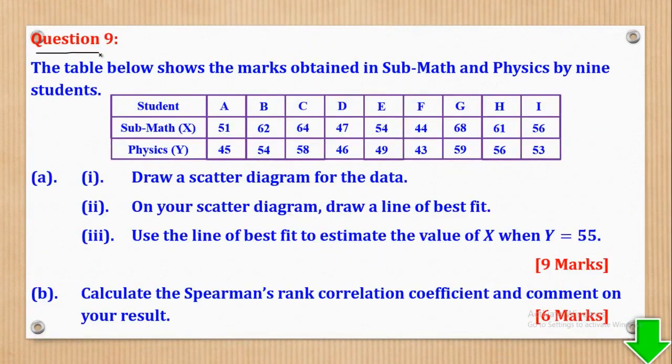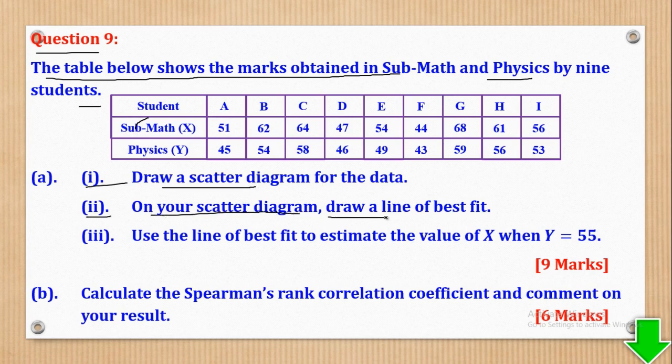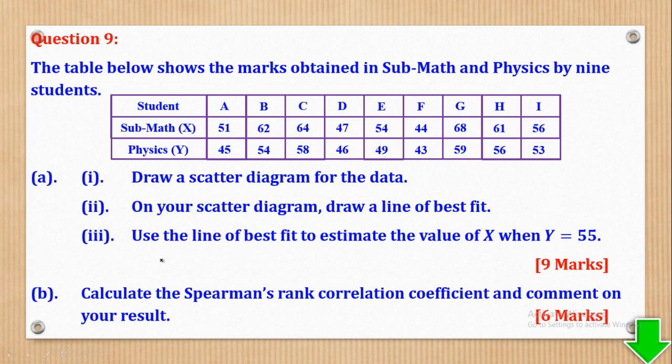So now we shall go to question 9, which says the table below shows the marks obtained in Submath and Physics by 9 students. So this is the table. Part A, Roman 1, draw a scatter diagram for the data. Roman 2, on your scatter diagram, draw a line of best fit. And Roman 3, use the line of best fit to estimate the value of x when y is 55. And part B, calculate the Spearman's rank correlation coefficient and comment on your result.